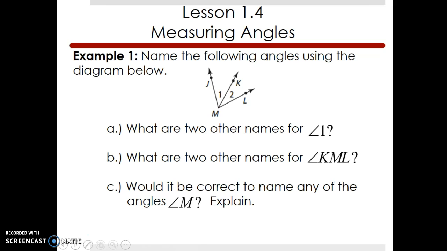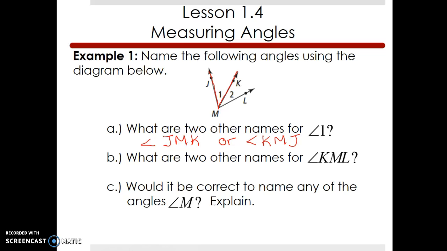We're going to try an example. Name the following angles using the diagram below. We have angle 1. Let's say the way we name it is angle JMK, or we could use the same thing, but KMJ. The one thing you might be thinking is, why can't I name it angle M? Isn't that the third way of doing it, naming it by its vertex? But for this angle, that doesn't necessarily work, and I'll explain why.